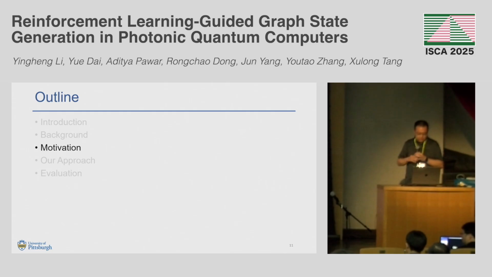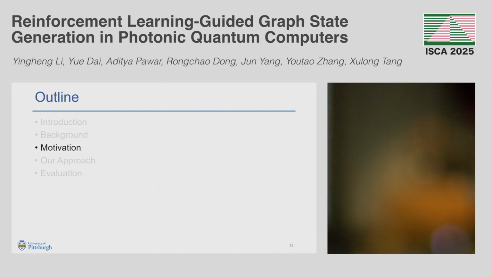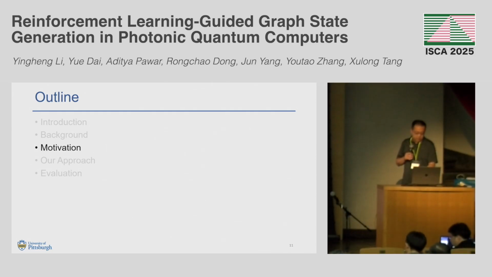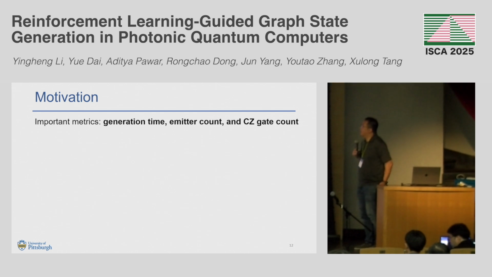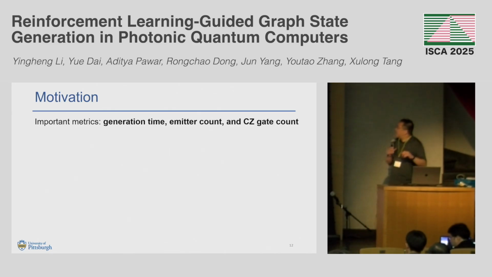All right, so with this kind of background in hand, I want to talk about the motivation of the work. There are three things we care most about during this generation sequence. One is the generation time. The other is the number of physical emitters we use to generate the graph state. And the third is the number of CD gates. Remember, the CD gates are used to entangle the emitters, or the photon with the emitter.